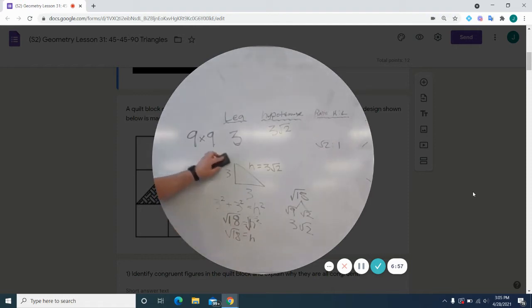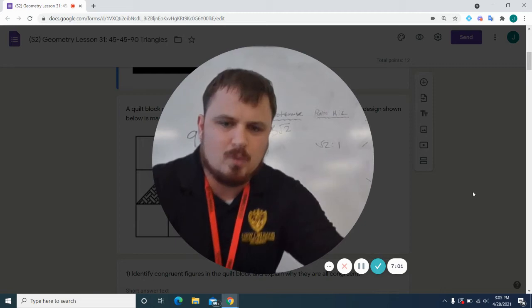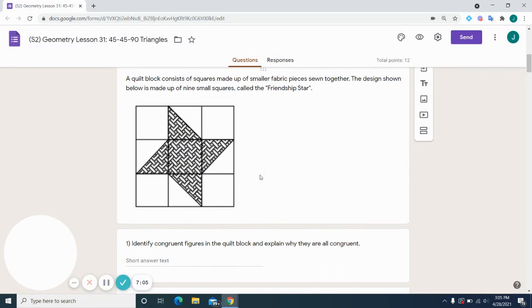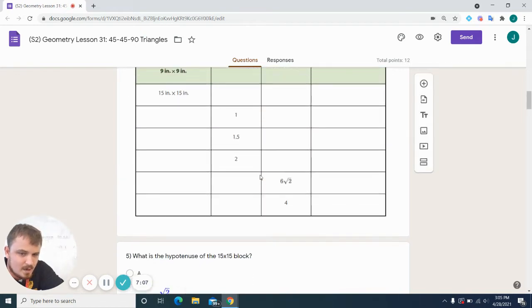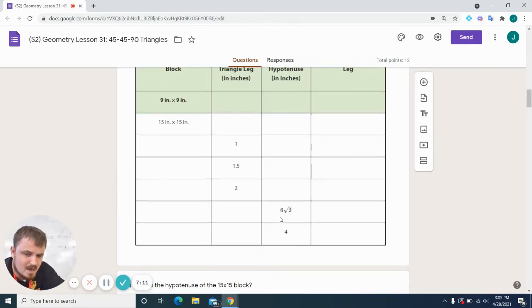Let me do one more example. Let me pick a harder one. So if we're doing this table, because again, I'm not going to do this whole table, I want you to take the time to do it. Let's do this one where the length of the hypotenuse is 6 root 2. So this time the hypotenuse is 6 root 2.